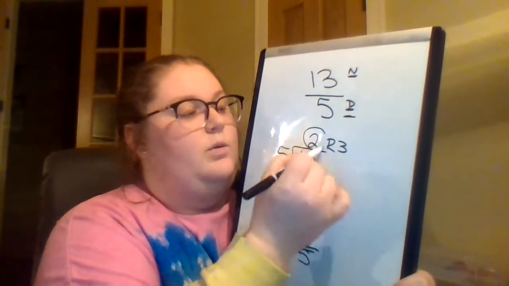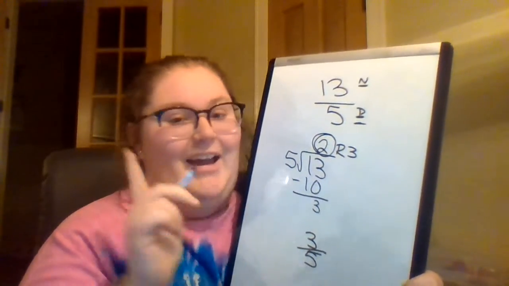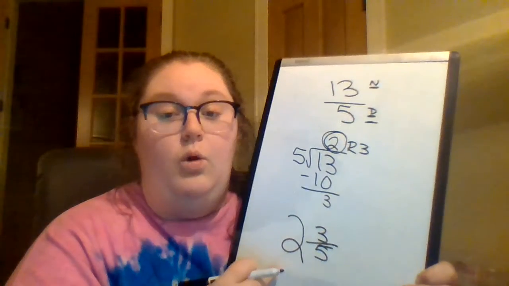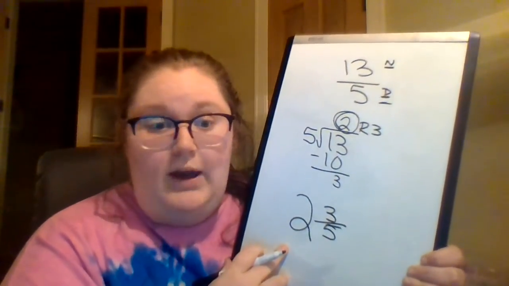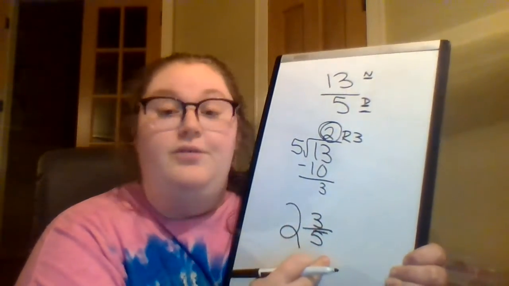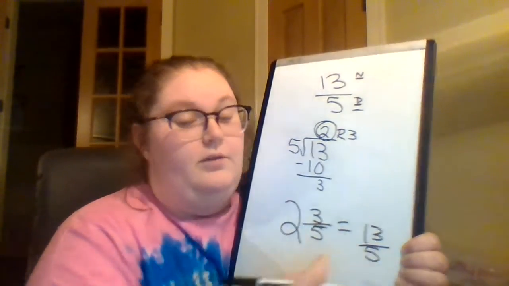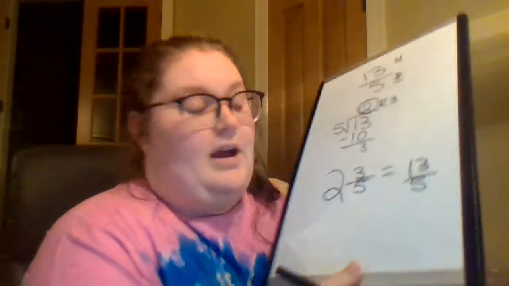So now we're asking, what are we doing with this 2 then? I'll tell you. We are now making our 2 our whole number. But guess what? 2 3/5 still equals 13 fifths. And I'll show you how.